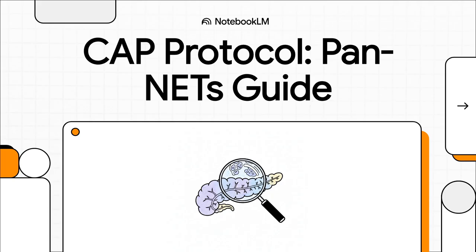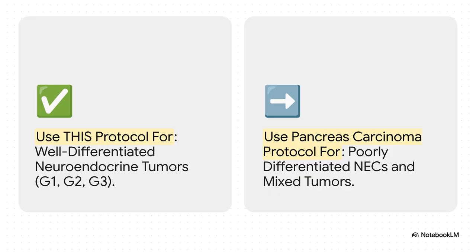Okay, let's jump right in. First things first, and this is probably the most important decision you'll make, are you even using the right protocol? It's simple. If you've got a well-differentiated neuroendocrine tumor, that's your grade 1, 2, or 3, yep, you're in the right spot. But if you're looking at a poorly differentiated neuroendocrine carcinoma or one of those mixed tumors, you need to stop and grab the pancreas carcinoma protocol instead. Seriously, getting this right from the get-go is everything.